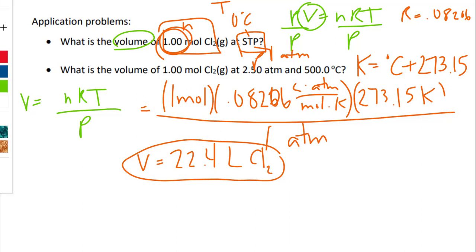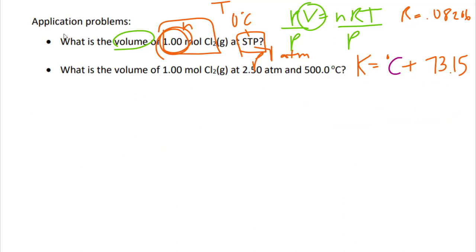Also, another thing I want you to notice is that all of our units cancel out here to give me liters. I have moles on top and moles in my R constant. I have atmospheres on top and atmospheres on the bottom. I have Kelvin on the bottom and Kelvin on top. My only unit left is liters from that gas constant. So let's look at the second problem.